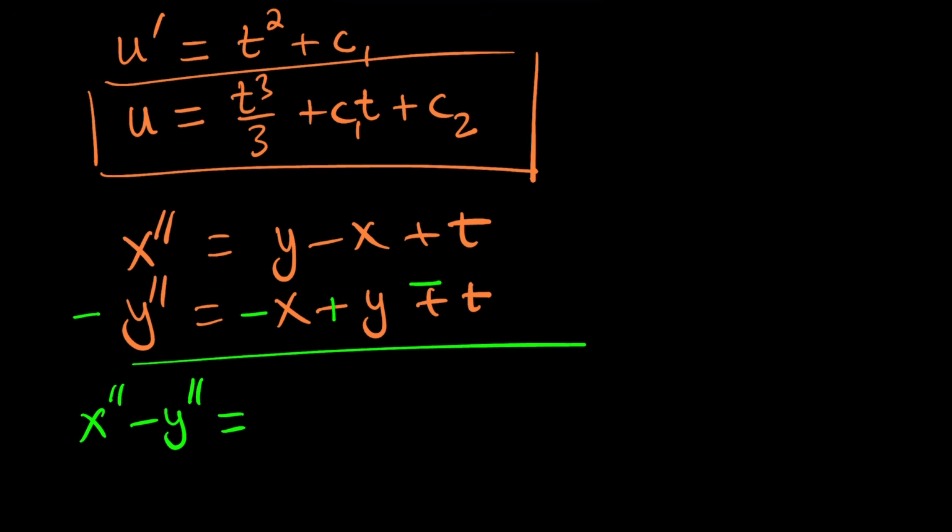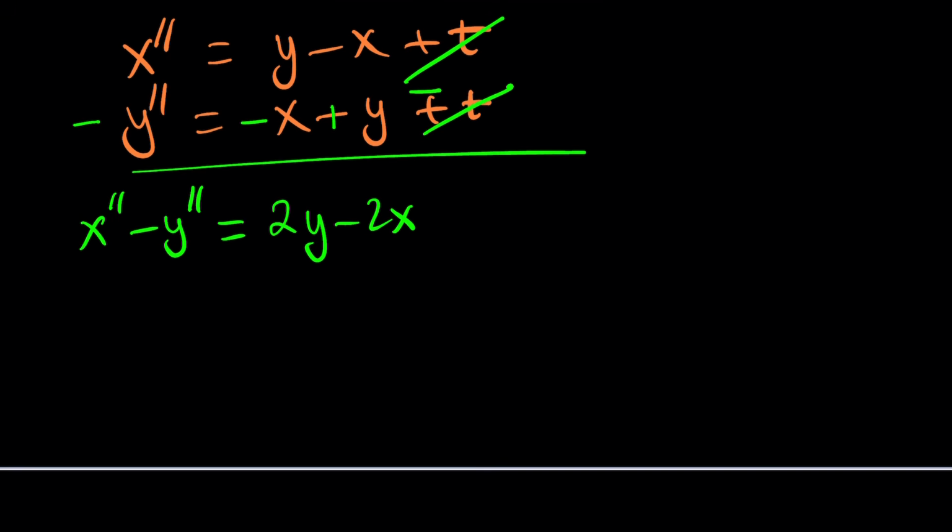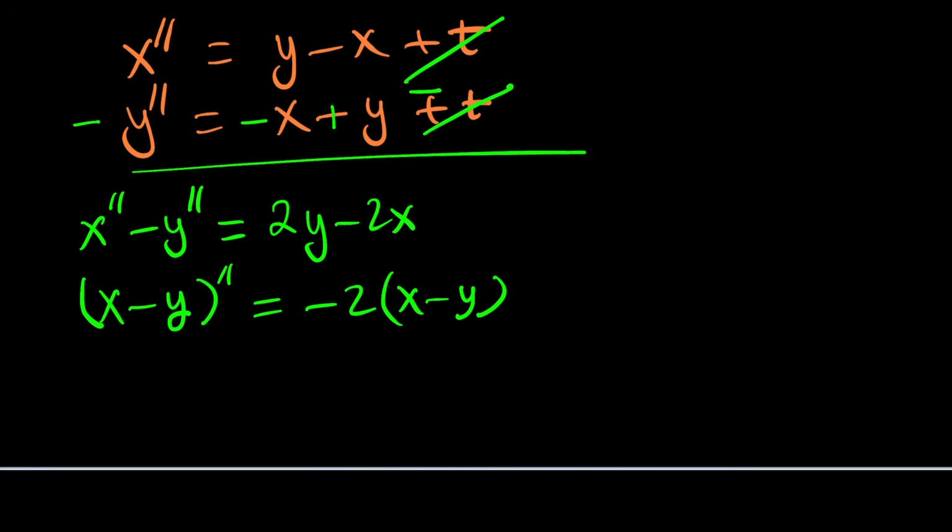Now, in this case, the y's and x's do not cancel out. Obviously, they're just going to double. So we're going to get something like 2y minus 2x. And of course, the t's are going to cancel out. Now, we have the second derivative of x minus y on the left-hand side. But what about the right-hand side? Well, it is actually negative 2 times the difference x minus y. So let's name this something. How about v? All right, u and v are pretty standard when it comes to this method.